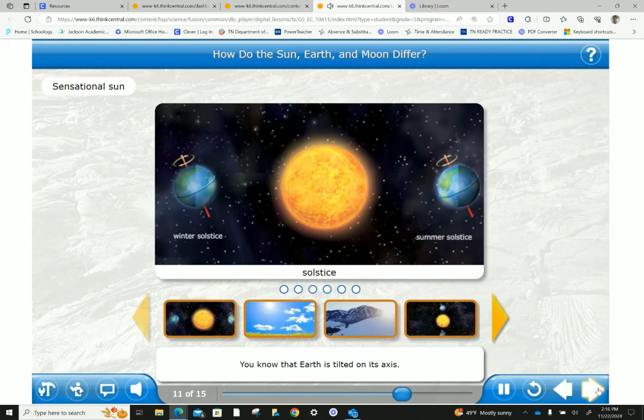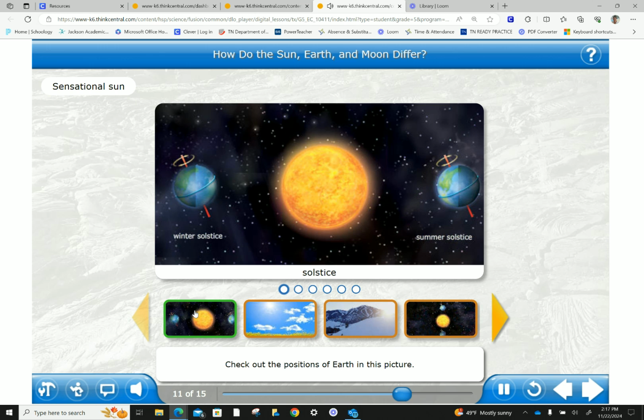You know that Earth is tilted on its axis. This means that as Earth travels around the sun, a different half, or hemisphere, faces the sun. Why is that important? Because it means that different parts of Earth experience more heat and light energy. Click the images to learn more.